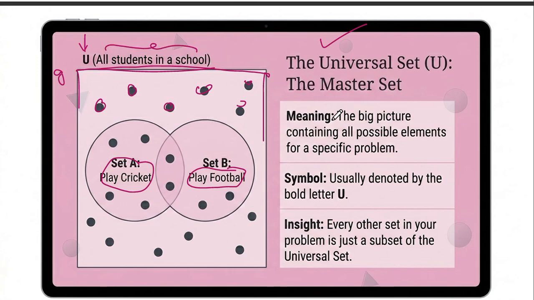So the meaning of this is the big picture containing all possible elements for this specific problem. Mostly we denote the universal set as capital U.